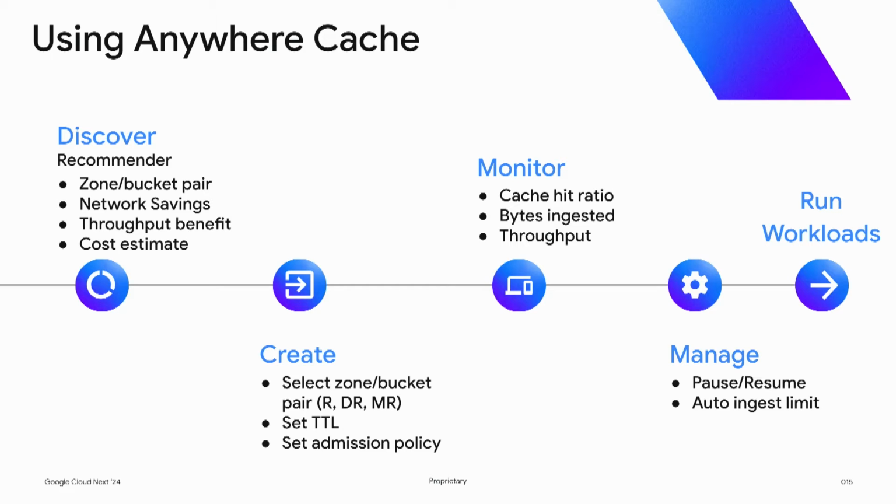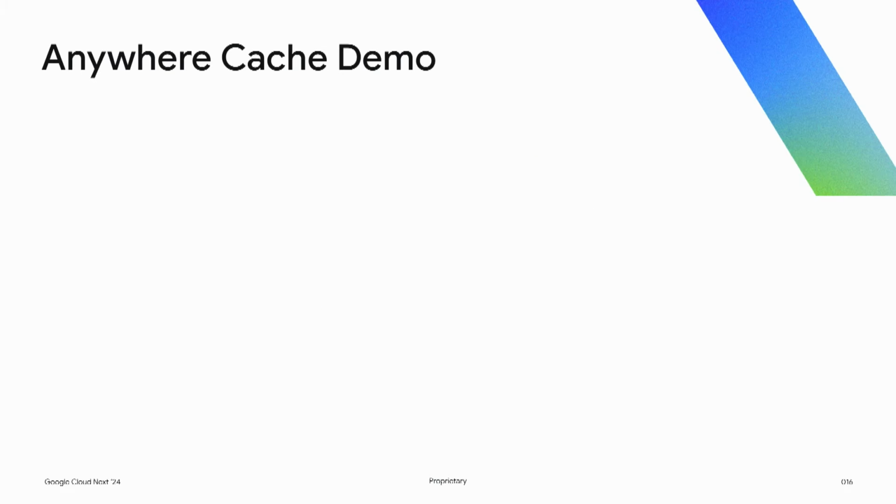After you're done with discovery, you do create. And then once your caches are created on your bucket, you monitor the caches for the benefit and for troubleshooting. And then finally, you manage. So let's take a look at how this works in action. Here's a demo to show you how it works.